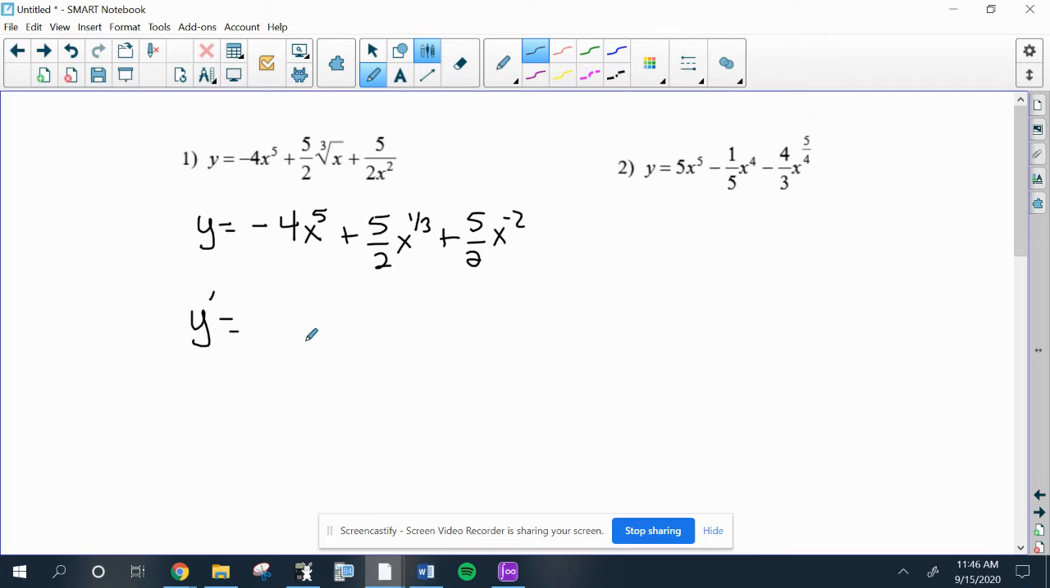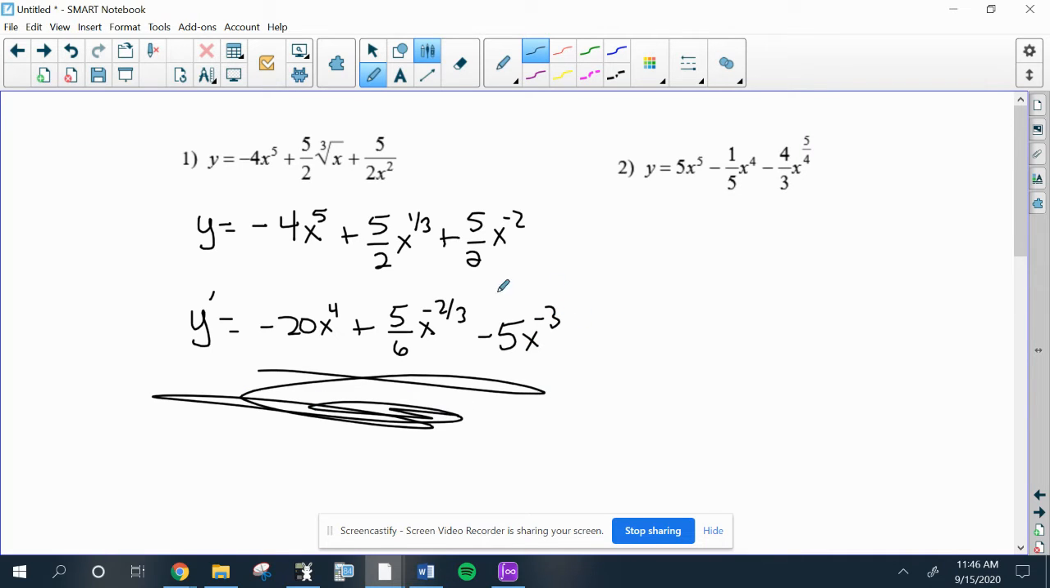So multiply, subtract, multiply, subtract, multiply. Now here the 2's will cancel, subtract. Normally now with these negative exponents here and here, you're going to bring them down as far as simplification, but let's not worry about that right now. Let's get the derivatives down. So we're done with that one.